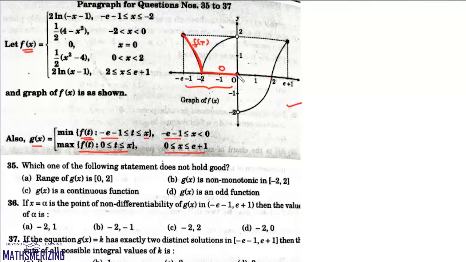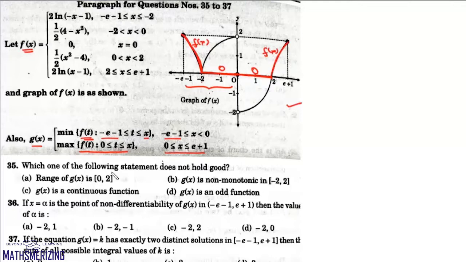So here this function g(x) will again be a constant function. And from 2 to e plus 1, this is greater than 0. It is an increasing function. So again this g(x) will be the same as f(x). So that is the graph of g(x).